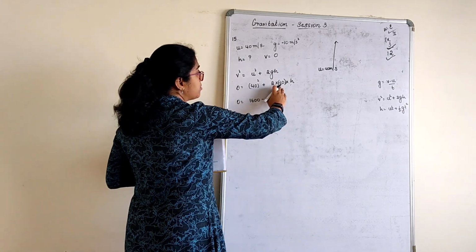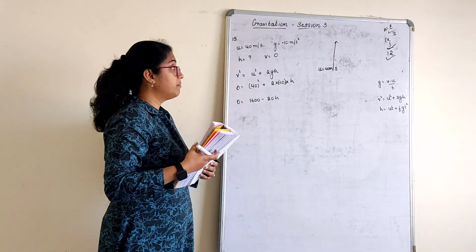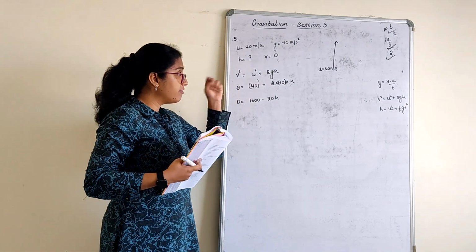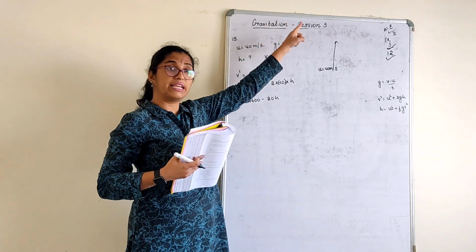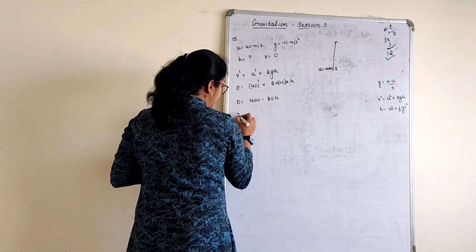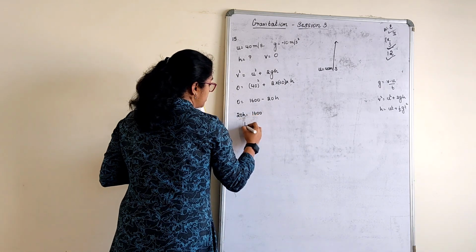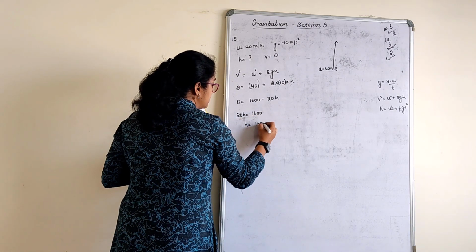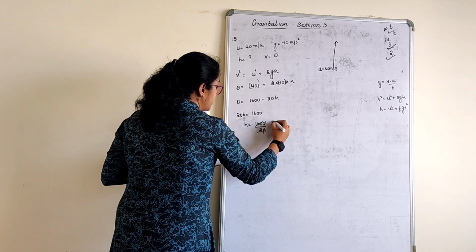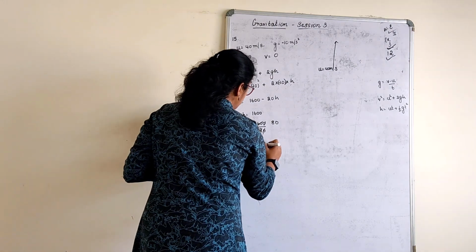Suppose you forget to take this negative sign and by chance you have only taken g as 10, then in the calculation somewhere you get a negative answer. That is why we come to know upward direction negative, downward direction positive. Shift 20h to the other side: 20h is equal to 1600. So h is equal to 1600 divided by 20, which is 80. So height attained is 80 meter.